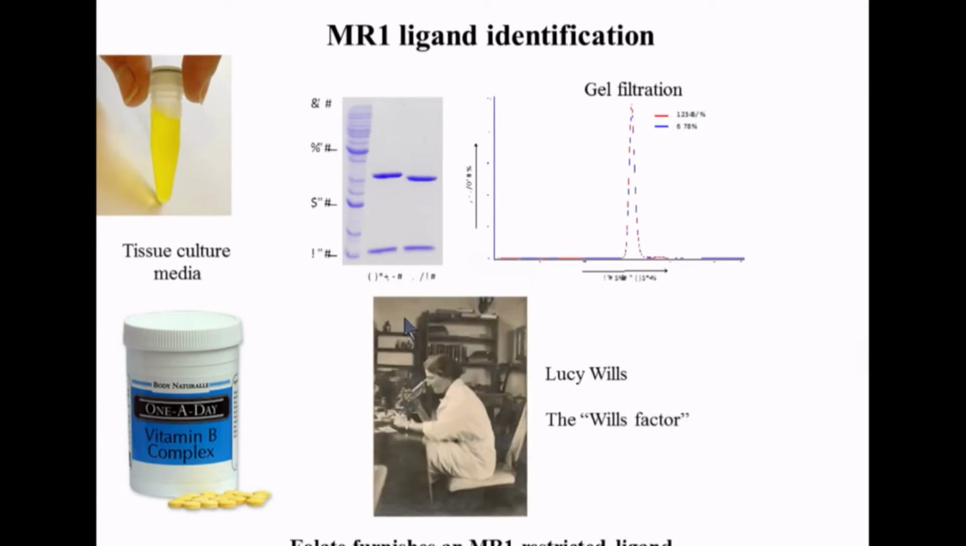So the question then was, if vitamin B, and in particular folate, what was it doing binding to MR1? Because we know folate's really important during pregnancy, as shown by the studies of Lucy Wills. So what's the Wills factor doing in terms of binding to an immune recognition molecule?